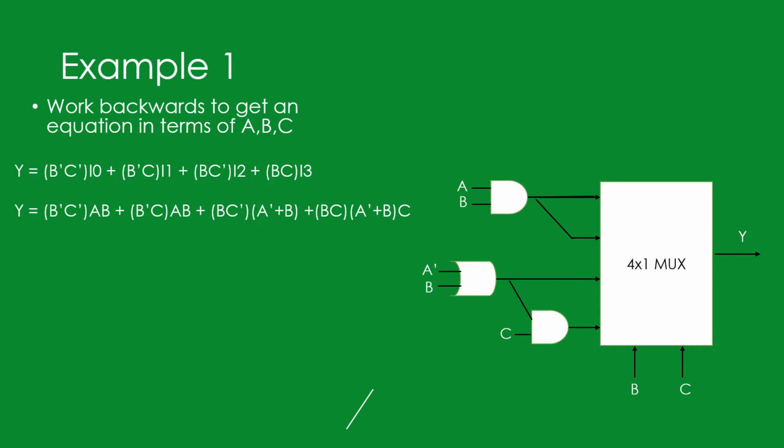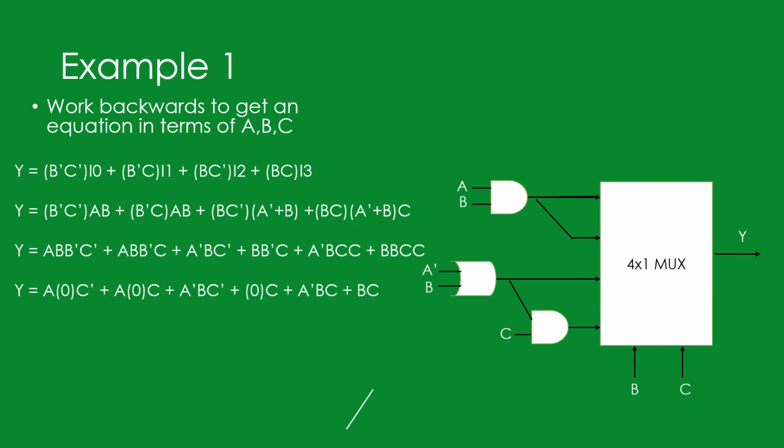Now let's apply distributive law to clean this equation up. We'll end up with a lot of repeated variables, but by using our Boolean postulates, we know that repeated letters just vanish, and anything ANDed with its complement becomes 0. Now anything ANDed with 0 is also 0, which means 3 of our terms simply vanish.